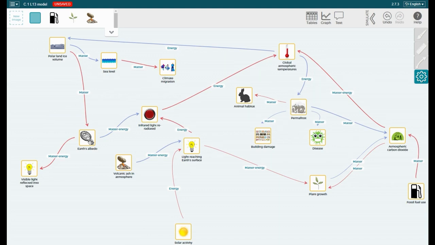Now, each arrow is labeled with energy, matter, or both words to indicate whether the interaction involves a flow of energy, a flow of matter, or changes in energy and matter happening together and affecting each other.